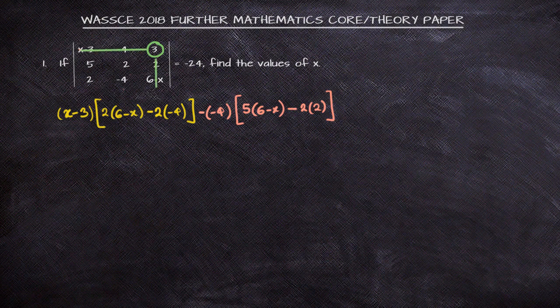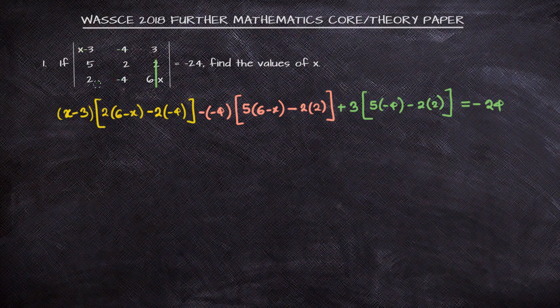Now this is 3, and if I block out the row and column, I will have 5 multiplied by minus 4 and 2 multiplied by 2. So I have 3 into 5 multiplied by minus 4 minus 2 multiplied by 2. All this is the expression of the determinant, and we are told that it is equal to minus 24.